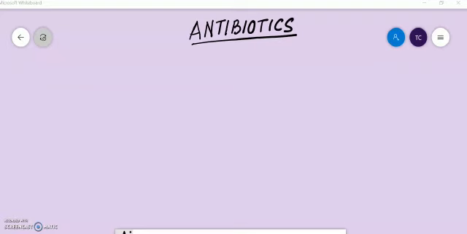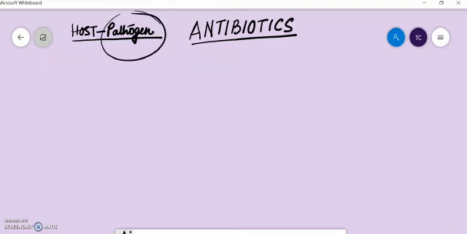You have learned in your previous class host pathogen interaction, and you know that in this host pathogen interaction, if there is no equilibrium between the host and pathogen, then either the host will survive or the pathogen will survive. Now, if in the battle the pathogen is killed, then the host wins. So how does this host win?